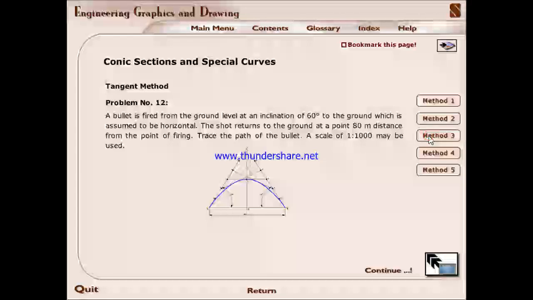Now method 3, the tangential method. Here the bullet is fired from ground level at an inclination of 60 degrees to the ground, which is assumed to be horizontal. The shot returns to the ground at a distance of 80 meters from the point of firing. Trace the path of the bullet. A scale of 1:1000 may be used.